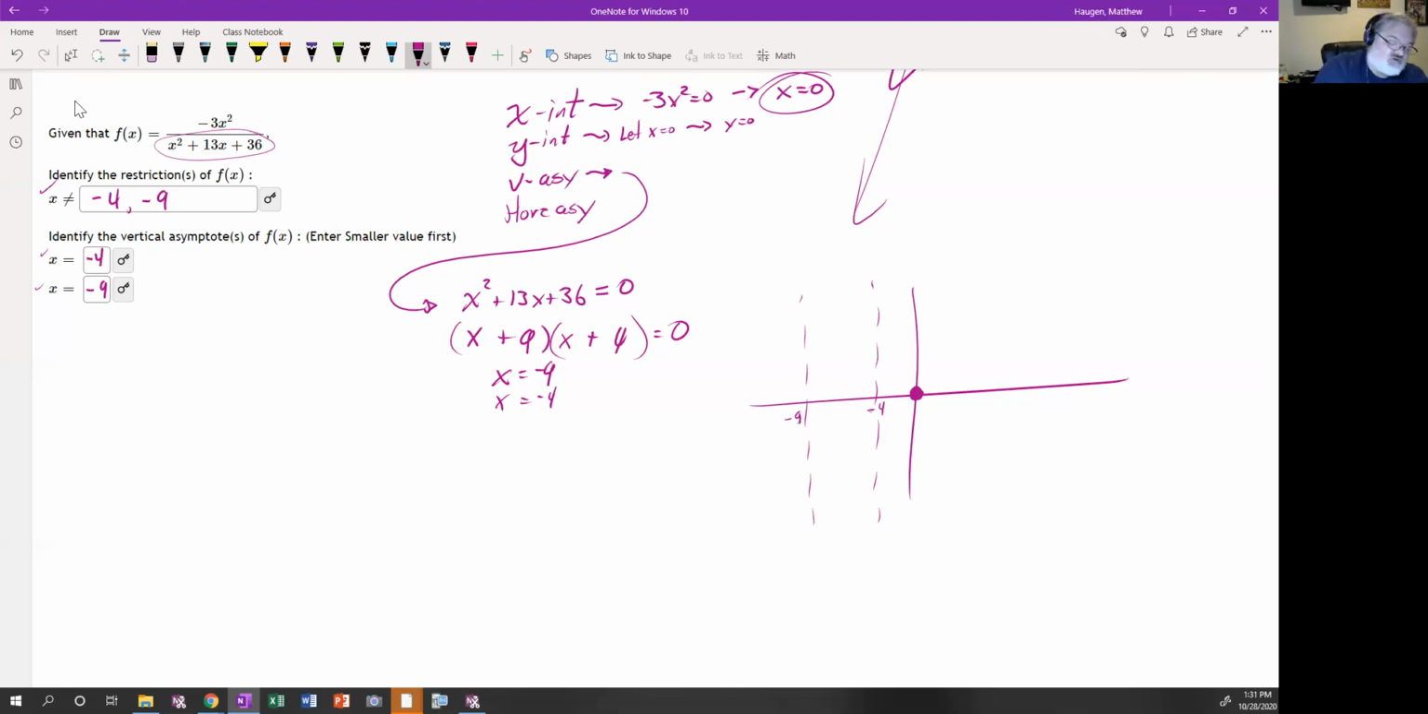Now, if we're looking for a horizontal asymptote, just to again be complete here, we look at the degrees. The degrees match. Since the degrees match, it's going to be at the ratio of the lead coefficients, so -3 over 1, or just y equals -3. So we're going to have a horizontal asymptote there at -3.